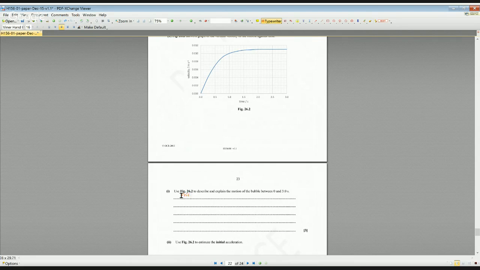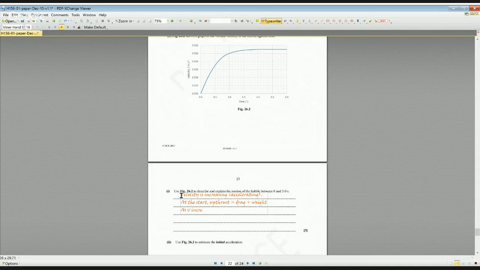So in the first part of the graph, we can see that it is increasing. In other words, it's accelerating. At the start, the upthrust is greater than the drag plus the weight.